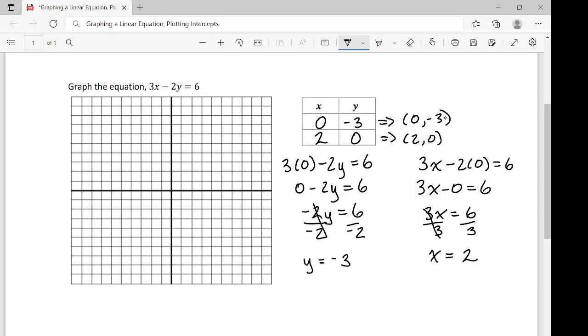So we're going to plot both of these. So first, 0, negative 3. 0 on the x-axis means we just stay right here at the origin. Negative 3 means we're going to go down 3. So negative 3 is here. And we just plot our point there. Next, 2, 0. So from the origin, we go to the right 2, 1, 2. And then we don't go up or down at all, so we plot our point here. And now we have our 2 points. We just draw a line through, like so. So the graph of this equation is going to look like this.